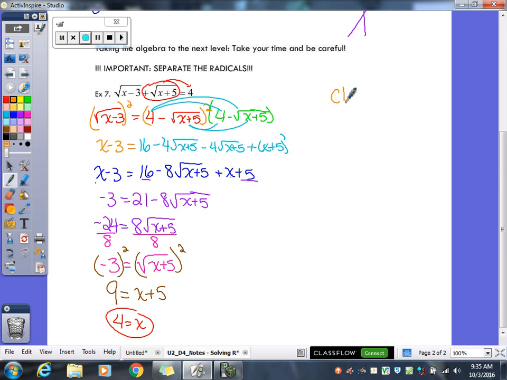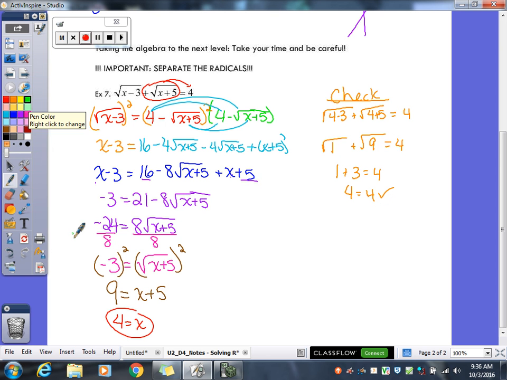So when we go back and check, we get 4 minus 3 plus the square root of 4 plus 5. We're going to see if that gives us a 4. 4 minus 3 is 1. 4 plus 5 is 9. So I get 1 plus 3 equals 4, so 4 does equal 4. So our answer is checked. We get to keep that one.